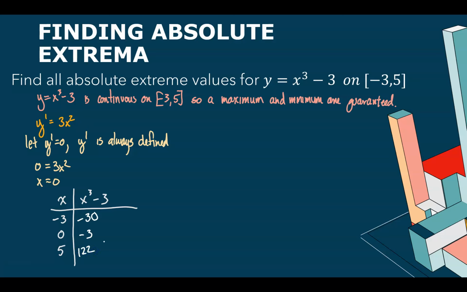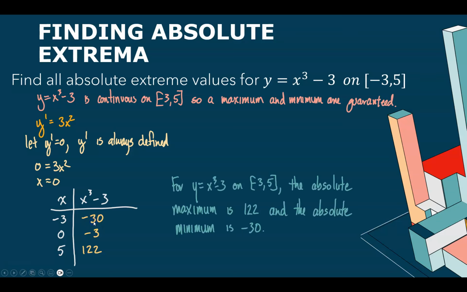Okay. Again, don't forget, we actually have to write out a result. Probably should have animated these. Oh well. And that result is, well, I worded it a little bit differently. For x cubed minus 3 on the closed interval -3 to 5, the absolute maximum is 122, and the absolute minimum is -30. Why didn't I mention the x values? I guess to prove a point: did you actually notice we weren't asked for the x values? We were just asked for the absolute extreme values, which means just the y's.